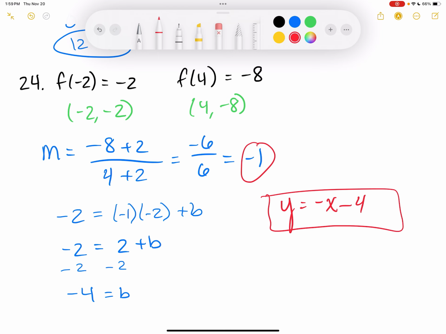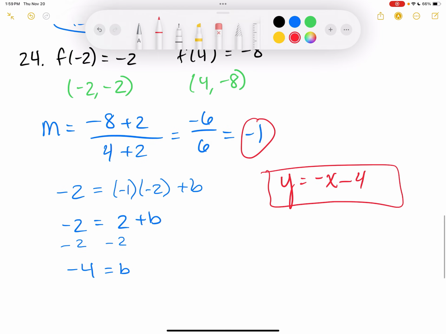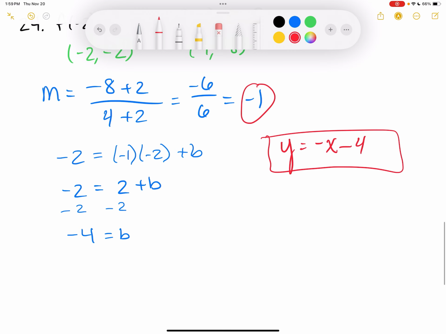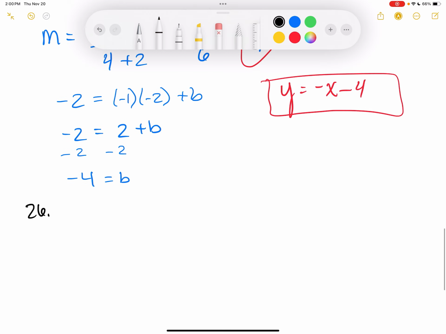I was trying to look for that, but I didn't see it. 26. F of negative 4 is equal to negative 8. I feel like we just had that, but I guess it was f of 4. And f of negative 8 equals negative 11. Negative 4.